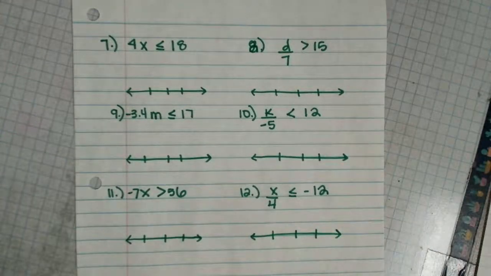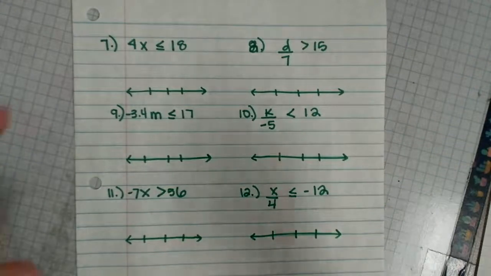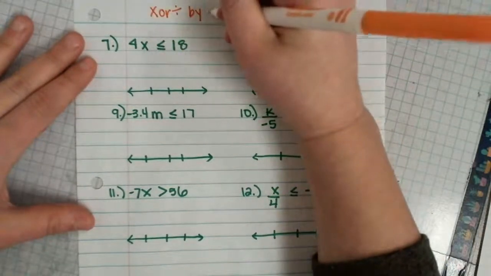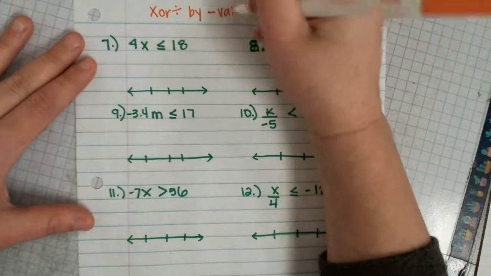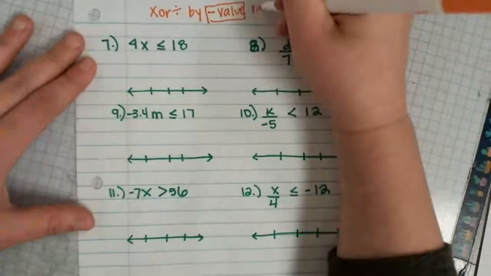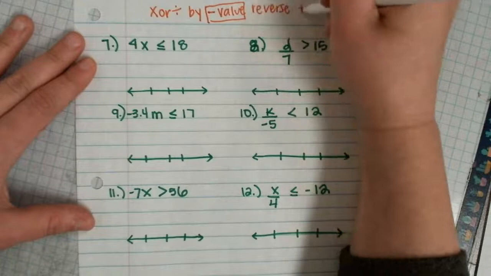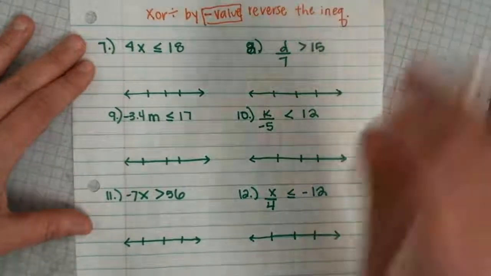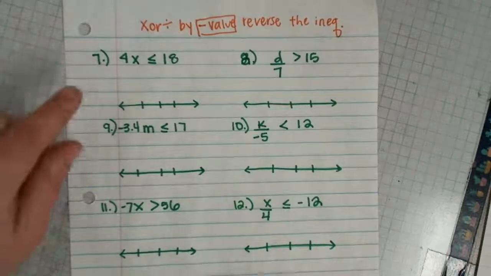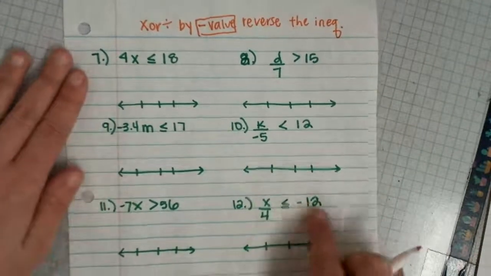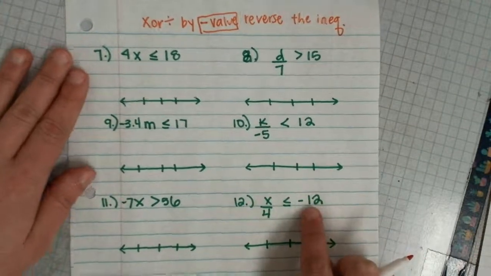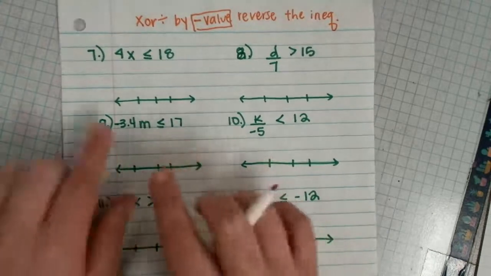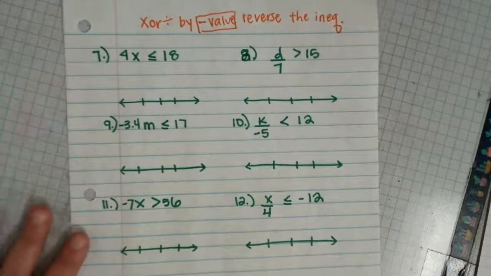Now the rule is when you multiply or divide by a negative value, reverse the inequality symbol. Okay, so this does not have to do with if you have some other number somewhere in the problem that's negative. It is when you're doing that inverse operation and you have a number that is negative, then the symbol's going to flip. So I'm going to do all of these with you.